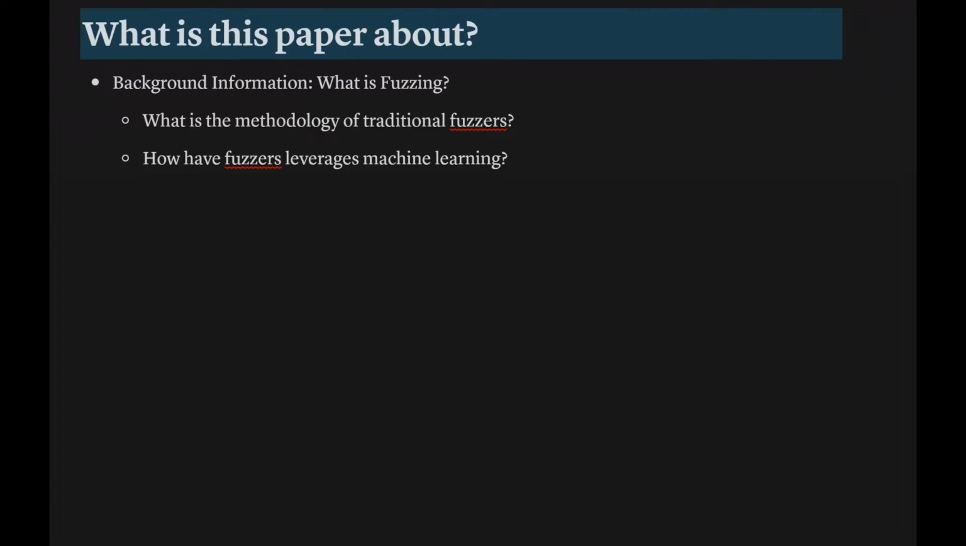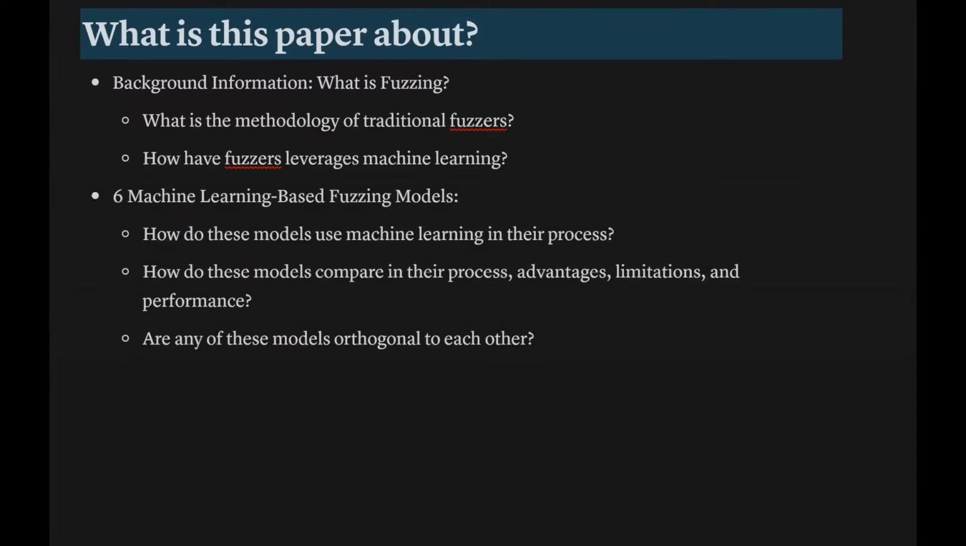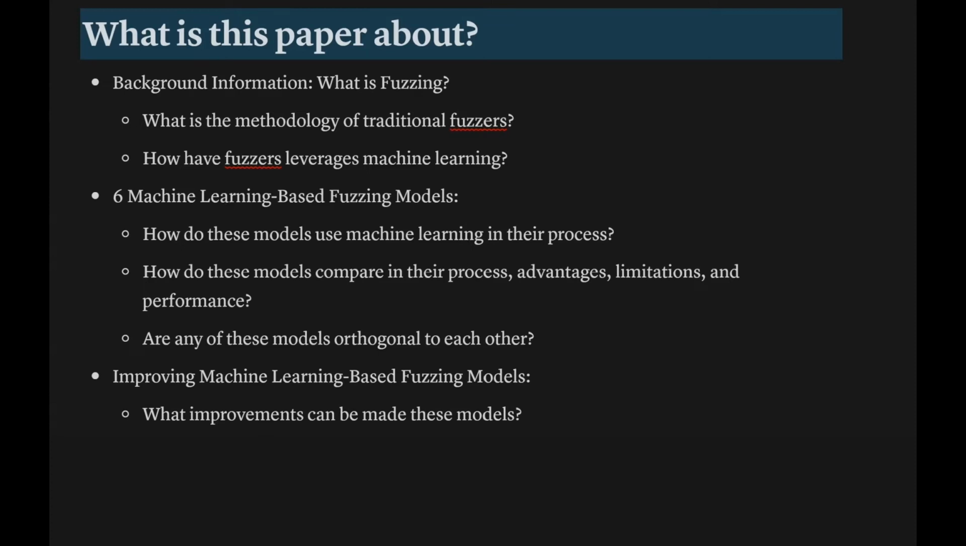Recent state-of-the-art fuzzing models have leveraged machine learning to improve the efficiency of the fuzzing process. This paper is a comparative analysis of 6 state-of-the-art machine learning-based fuzzing models. The background section gives a brief introduction to traditional fuzzing and discusses the process and its limitations. The models section gives a systemic analysis of each model individually and seeks to answer 3 of our 5 research questions. The improvements section seeks to determine what changes may be made to some of these models to improve their performance.